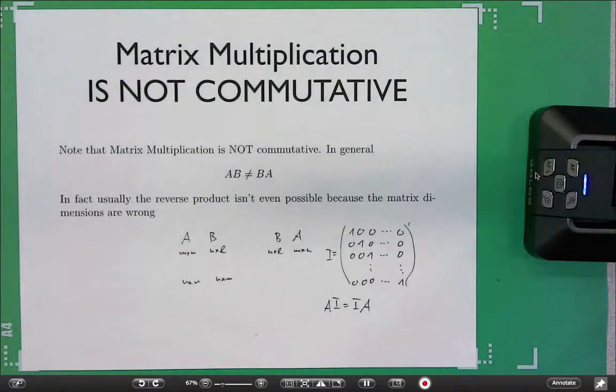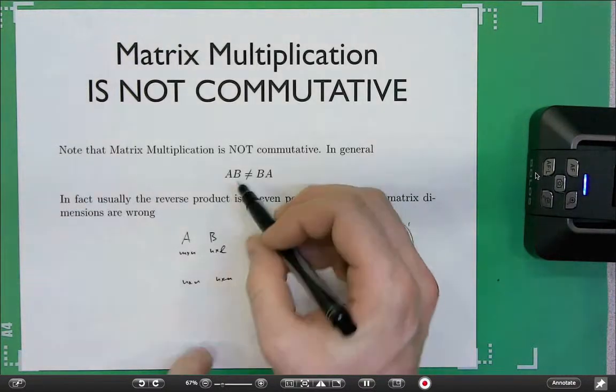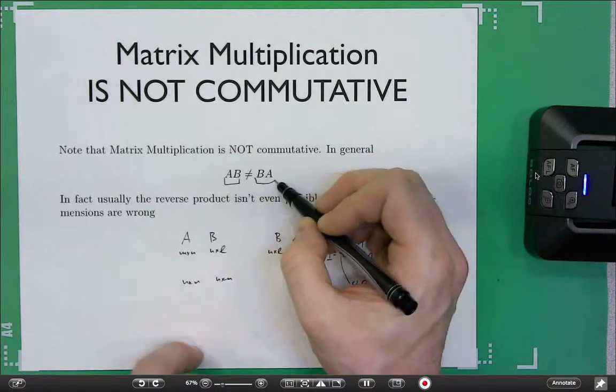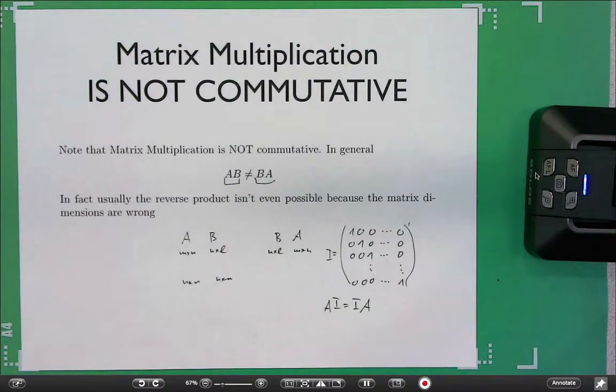The point is that this is not true in general. I can find two matrices, even if they are square, where I have a different result for AB and for BA. I just get different numbers. There's a geometric meaning to it, but I think we will get to that later. At this point, it would probably be more confusing than not. So now remember that matrix multiplication is not commutative.